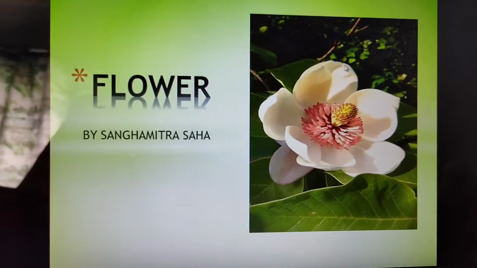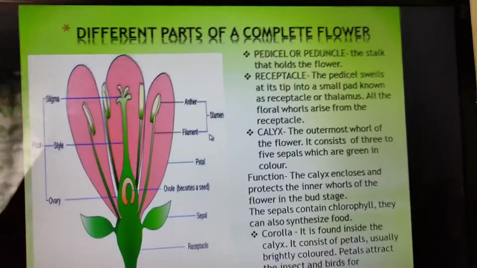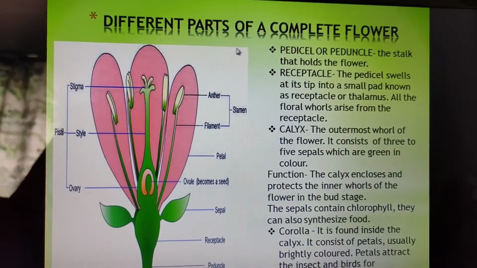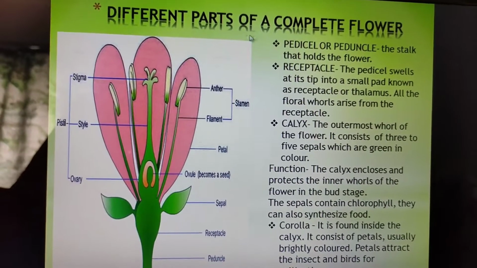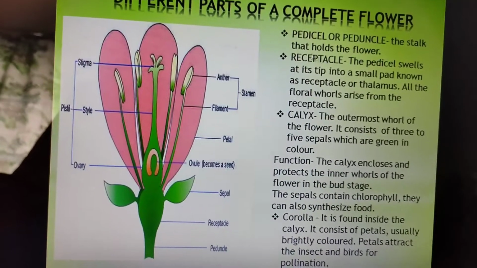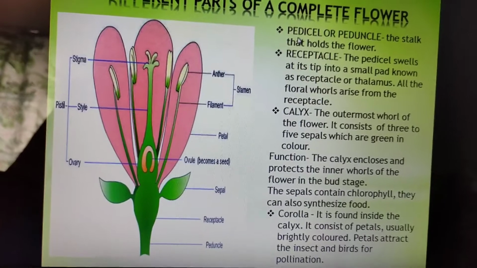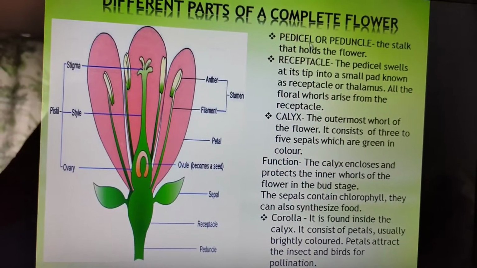Today I am going to explain the flower. First, we will learn about the different parts of a complete flower. What is a flower? A flower is the reproductive part of a plant. A typical flower consists of what parts?